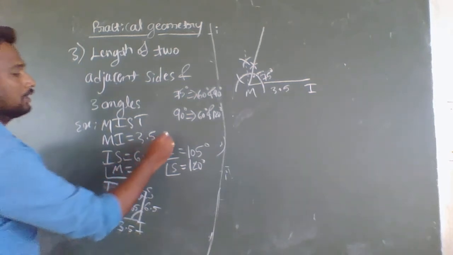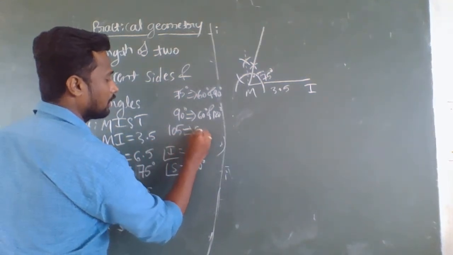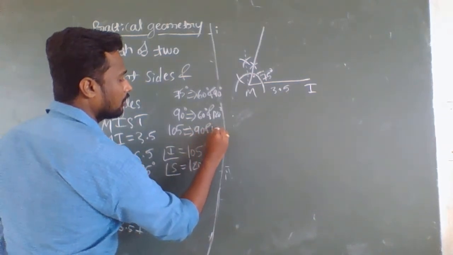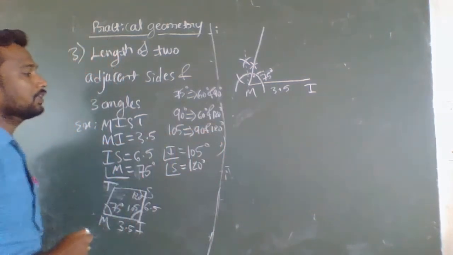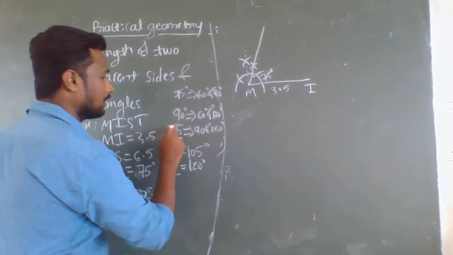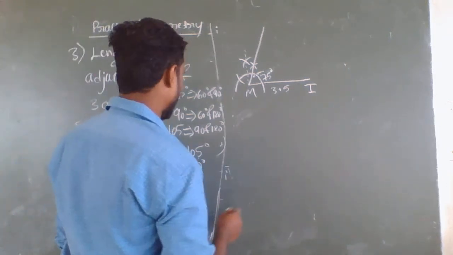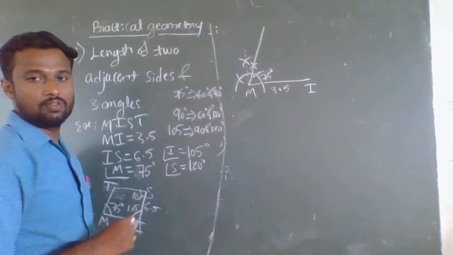So here, 105 degrees is between 90 degrees and 120 degrees. So 105 is 15 more than 90 degrees and 15 less than 120 degrees. So now you know how to get 90 degrees and 120 degrees.